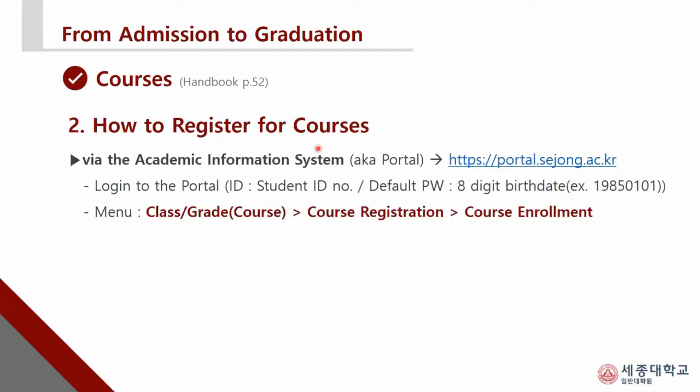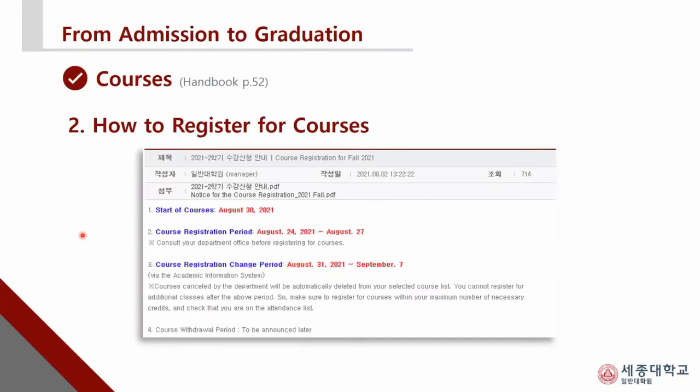You can register for courses in the Academic Information System, or in other words, the Sejong portal. This is the portal site. You can log into your portal by typing in your ID, which is your student ID number, and the default password is your 8-digit birth date. So your year in 4 digits, and 2 digits for your month and 2 digits for your date. You can register for your courses in the course enrollment menu found under class, grade, and course registration. There is currently a post on the announcement board in English for you to refer to.